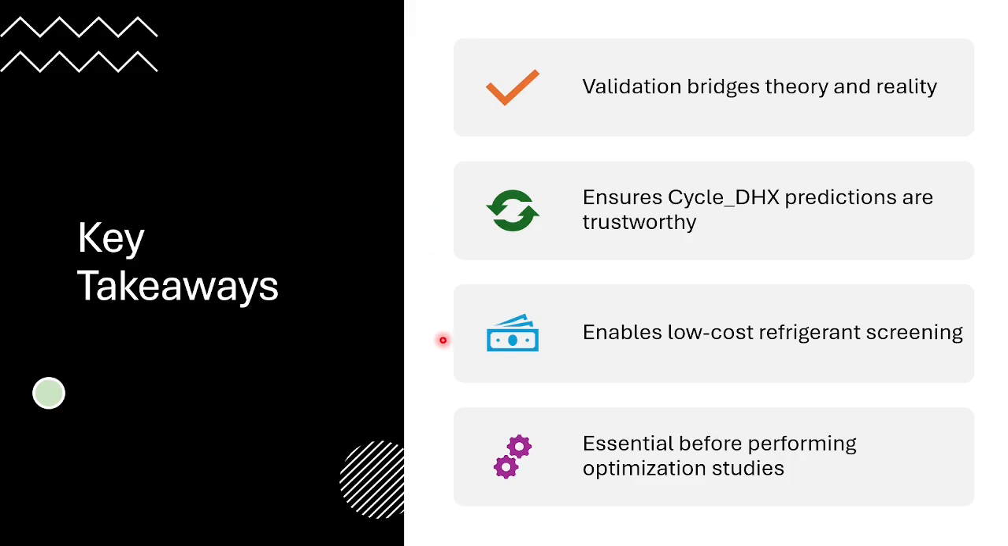And it enables us a low cost refrigerant screening for our research purpose, for our study purpose. You can just validate your simulation first in the impose mode, and then you can use it as per your requirement for other refrigerants, for other conditions, for other cooling capacities, and it is essential before performing optimization study. So validation is always the first thing you have to do before doing the optimization, because without validation the optimization results are not valuable. So this is all for this video.